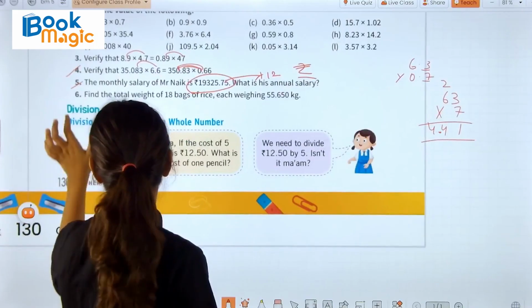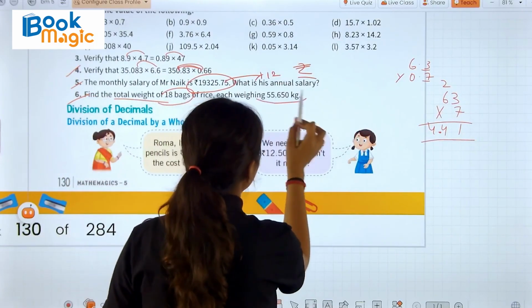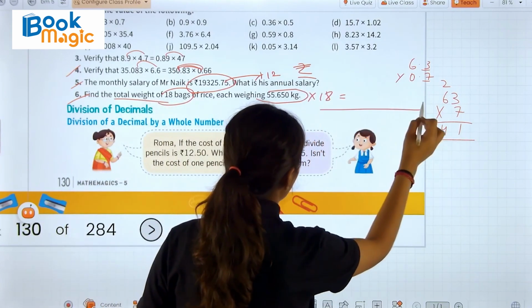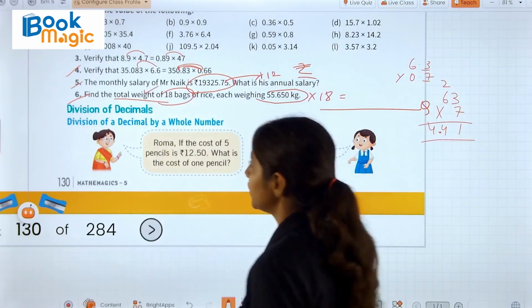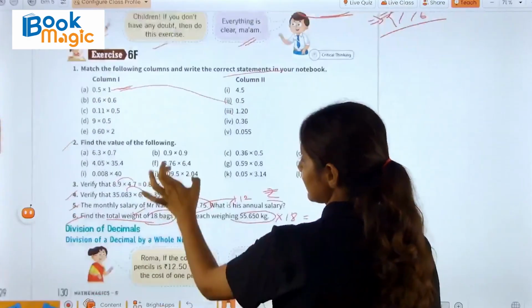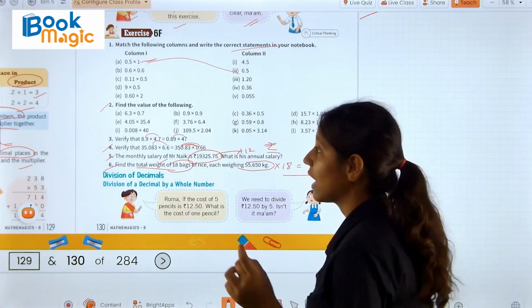Then we have question number 6. Find the total weight of 18 bags of rice, each weighing this much. So just multiply this with 18. And whatever the answer is, that is the total weight of 18 bags. Okay. This is how you will do the whole exercise. I hope each and every part is getting clear to you and you are having no doubts.